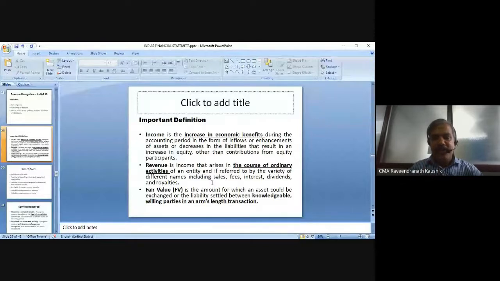The third one is fair value. It is the amount for which an asset could be exchanged or a liability settled between knowledgeable, willing parties in an arm's length transaction. So anything where a value arises for a particular asset, and you are dealing with a knowledgeable person, a willing party. If you have satisfied this test of doing a transaction with a knowledgeable and willing party in an arm's length transaction, then that particular transaction has fulfilled the test of fair value. Fair value means it's not market value.